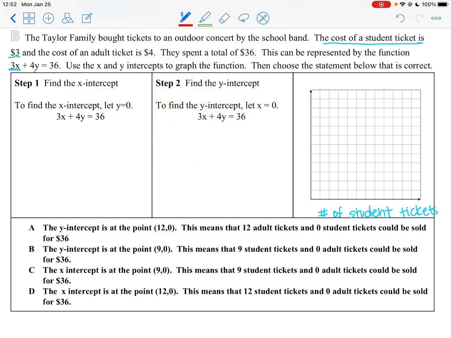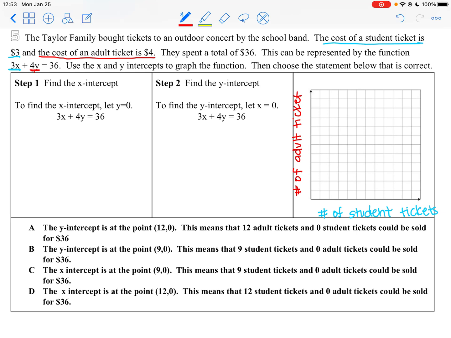Next, notice that the coefficient of y in the equation is 4. And in this situation, it tells me that 4 is the cost of an adult ticket. So the variable y represents the number of adult tickets purchased.